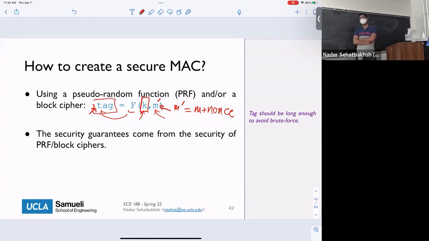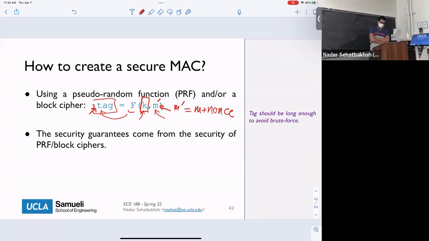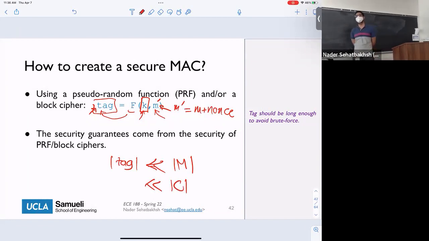Do we use the same key as when we're encoding the message, or is it different? You can use the same key, yes. But usually the difference between what you use for a MAC versus what you use for AES is that the size of the tag is very, very small compared to the size of the message and compared to the size of the ciphertext that you use for AES. So this is much more efficient in terms of computation.